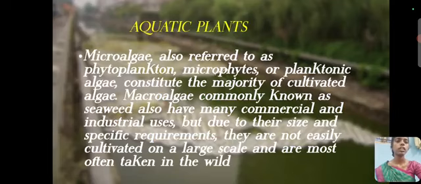The next one is aquatic plants. The microalgae, also referred to as phytoplankton, microphytes or planktonic algae, constitute the majority of cultivated algae. And macroalgae, commonly known as seaweed, also have many commercial and industrial uses, but due to their size and specific requirements, they are not easily cultivated on a large scale and are most often taken from the wild.